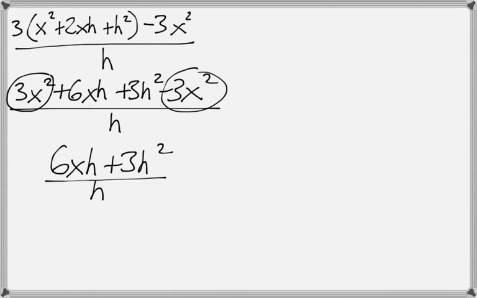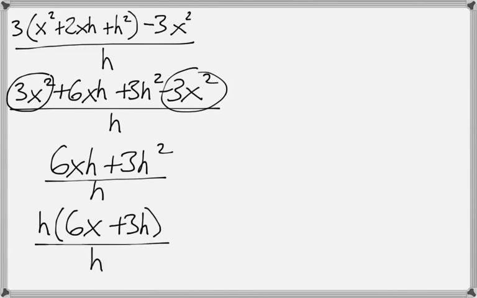And then I want to actually factor out an h out of the top. So that will leave me with 6x plus 3h all over h. And I do this because the h's now cancel out. And that's going to leave me with 6x plus 3h.